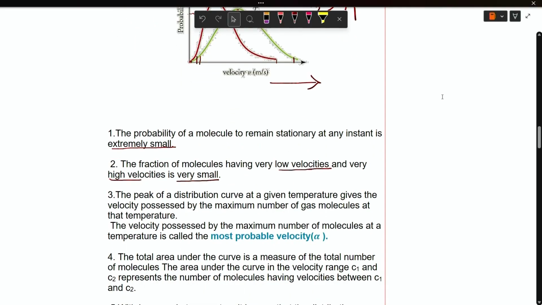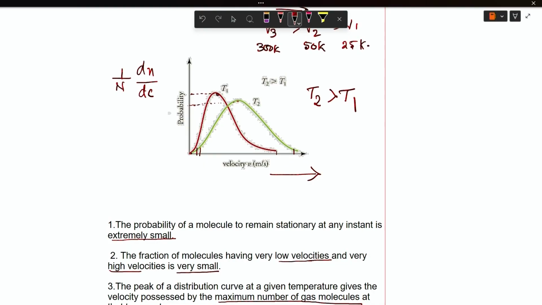For lower velocities and very high velocities, again the number of molecules that possess very low and very high velocities is very low. So, that is another observation. Next is the peak of the distribution curve at a given temperature. It gives the velocity possessed by the maximum number of gas molecules at that temperature. See, that is the peak of the curve.